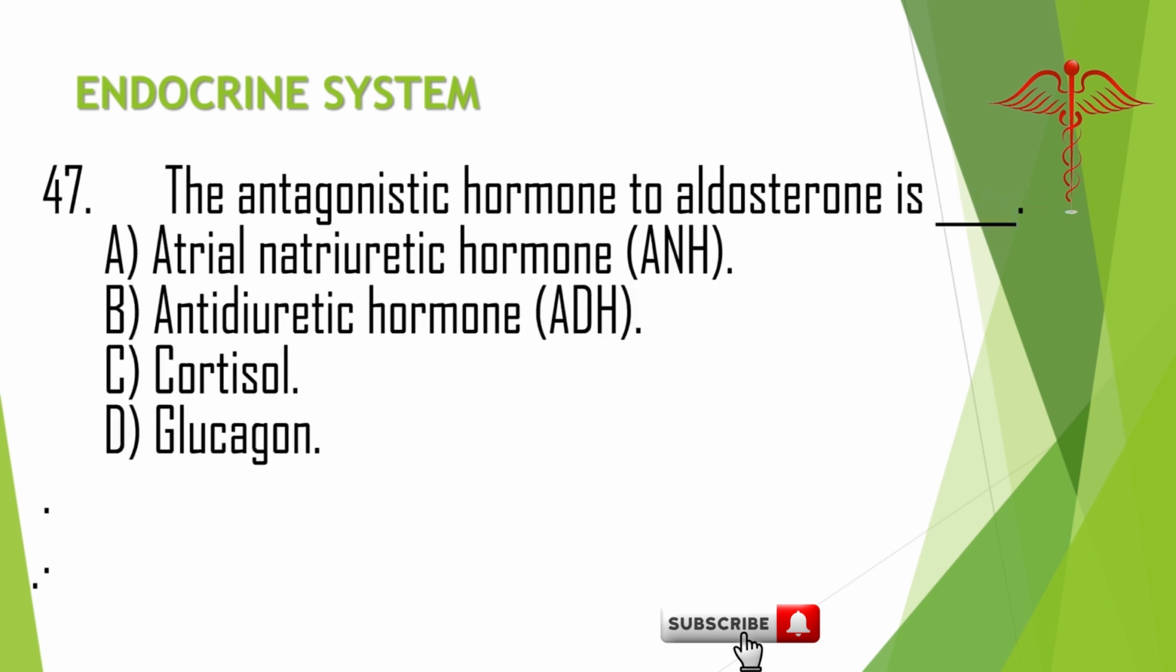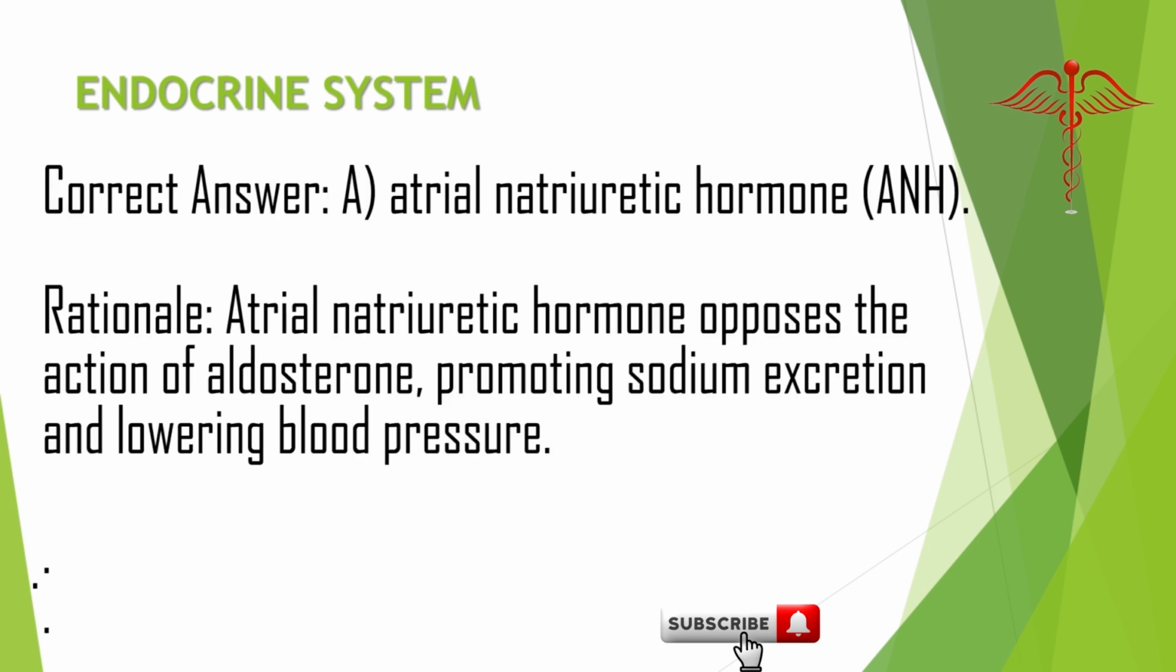47. The antagonistic hormone to aldosterone is? A. Atrial natriuretic hormone, ANH. B. Antidiuretic hormone, ADH. C. Cortisol. D. Glucagon. Correct answer: A. Atrial natriuretic hormone, ANH. Rationale: atrial natriuretic hormone opposes the action of aldosterone, promoting sodium excretion and lowering blood pressure.